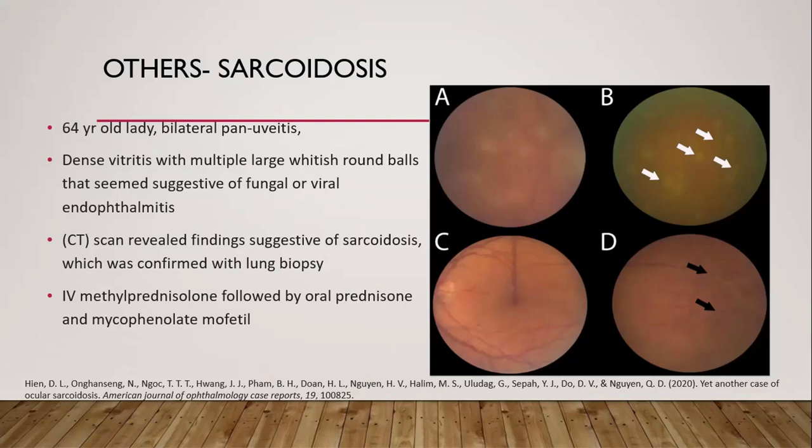Other causes like sarcoidosis, this is one of the cases which was taken from literature, but it can also present bilaterally, and it can have multiple snowballs in the vitreous, which can resemble fungal or viral endophthalmitis. So that is one thing you have to keep in mind. They more commonly present with candle wax drippings along the vessels, but sometimes they can mimic the string of pearls appearance of fungal endophthalmitis.